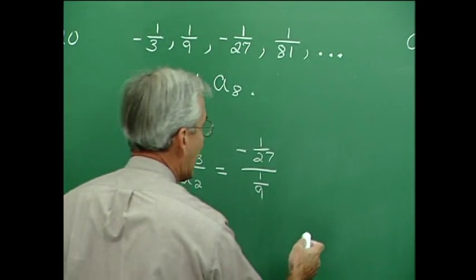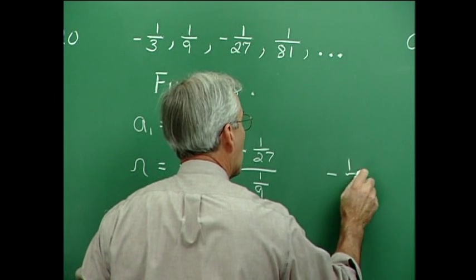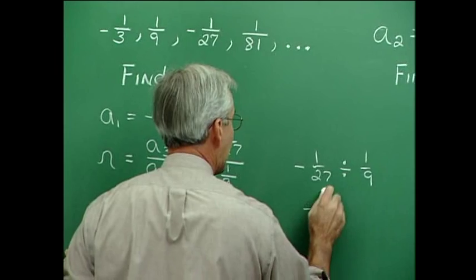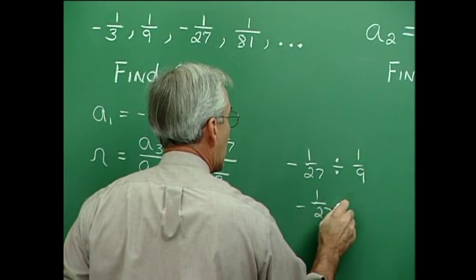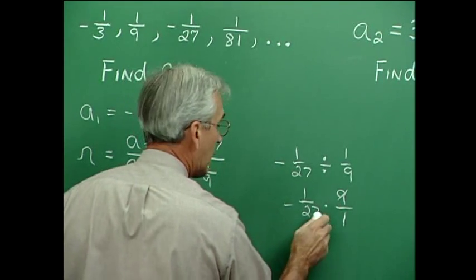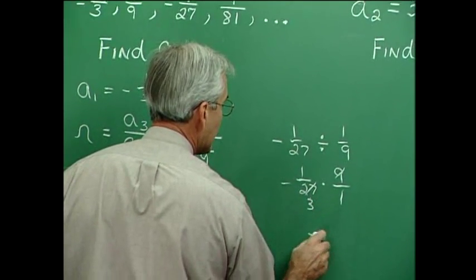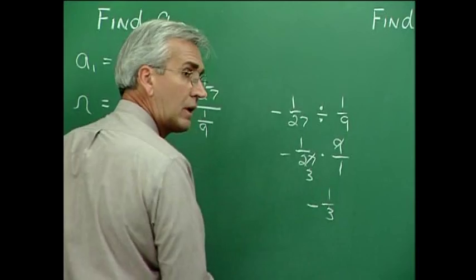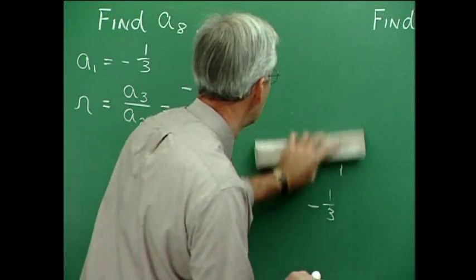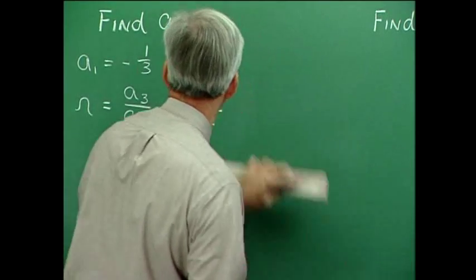Now, it's a complex fraction, and we know that it's negative 1/27 divided by 1/9, which means negative 1/27 times 9/1. Oh, happy day, we have a cancellation. The 9 and the 9 become 1, and the 9 and the 27 become 3. So we get negative 1/3 for the common ratio. So that's the way to make the calculation if we're ever confused. Okay, negative 1/3 then is the common ratio.